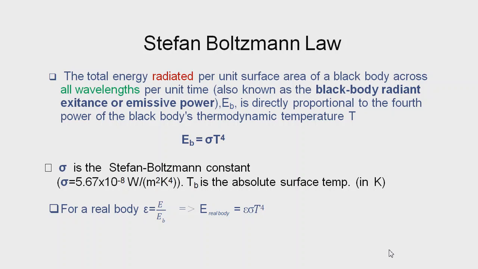where T is the absolute temperature in Kelvin. As we all know, for a real body, emissivity is equal to E upon EB. That is why we can easily calculate E for the real body by using this: E real body is equal to epsilon sigma T raised to the power 4.